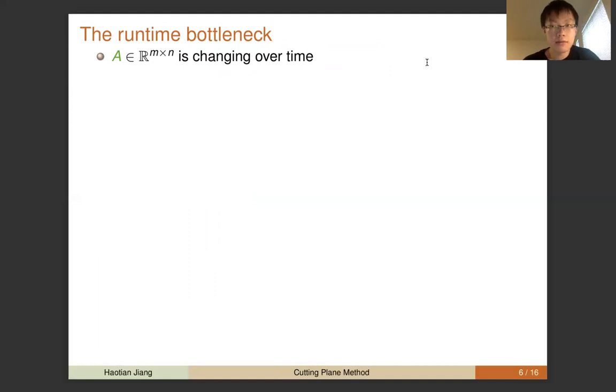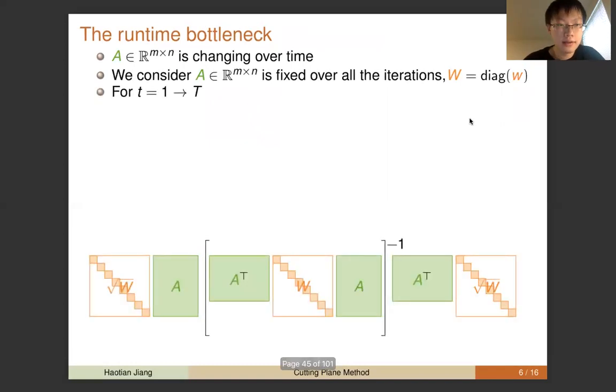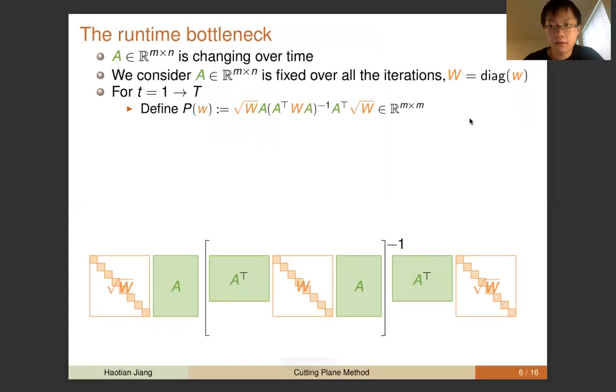In the algorithm, the constraint matrix A, which defines the polytope, is changing over time because constraints are added or removed over time. But for simplicity, let's assume A is fixed over all iterations. For a vector w, we'll denote capital W as the diagonal matrix formed by the entries of little w. For each iteration, we need to compute this quantity P of W. This is a projection matrix onto the range space of square root of W times A.